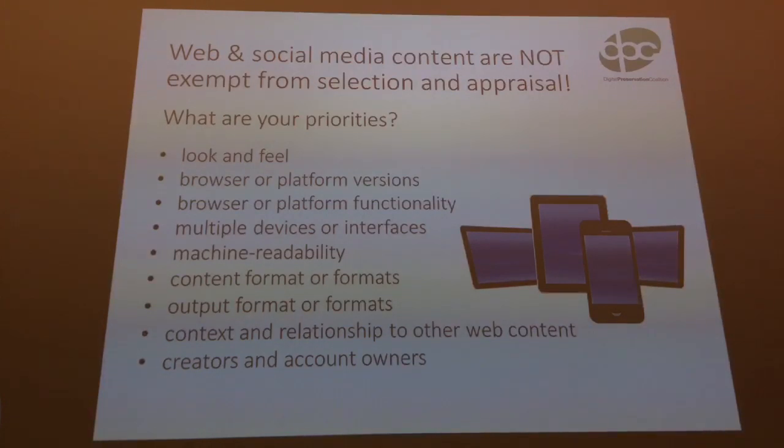Some of the differences might be that at scale, there's so much web and social media content compared to other forms of content. You want to look to automation. We have heard about some of the automation techniques used at the British Library. So it's important to start thinking about what your priorities are and what elements that are unique to web and social media are important to what you want to collect. So is the look and feel of a website important to your users? Is that the actual browser platform version? Do you need to not just capture the content, but capture the version of the browser, to communicate the actual technology that was used to create and present something at the time that it was published or created?